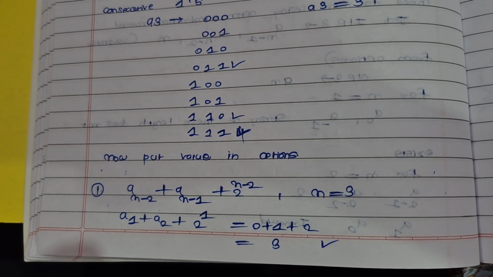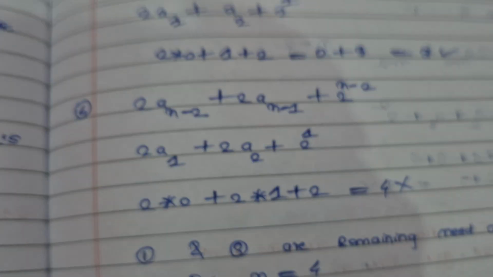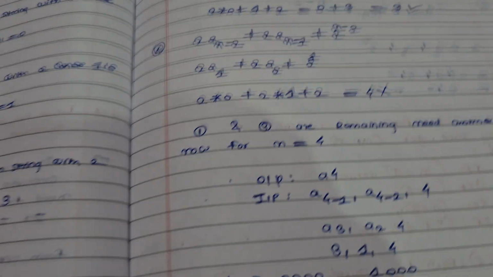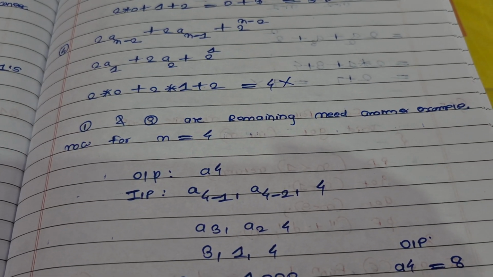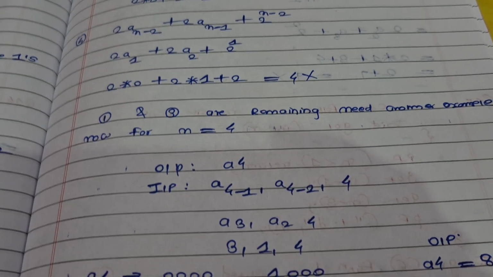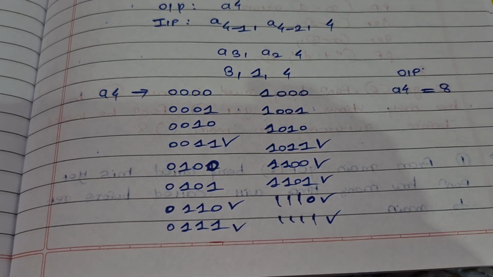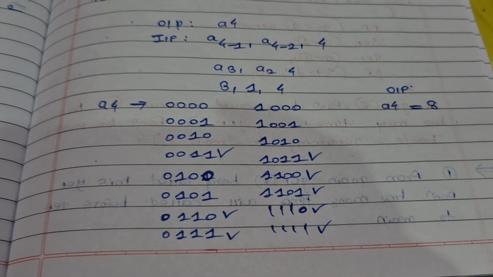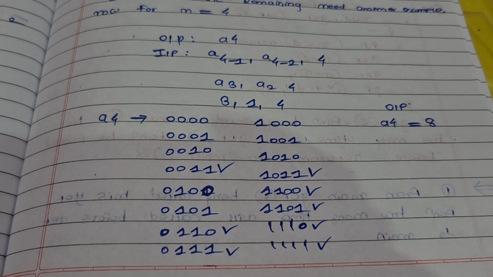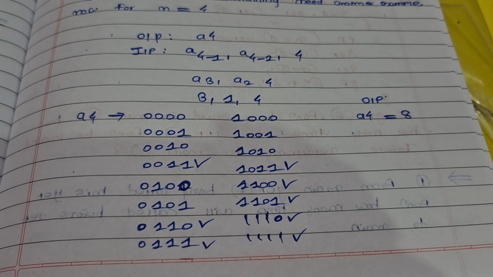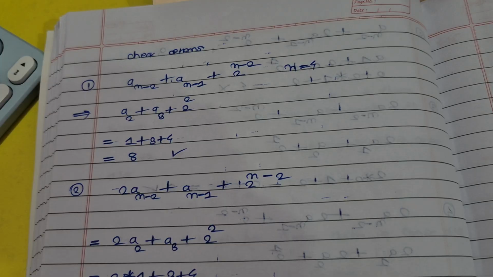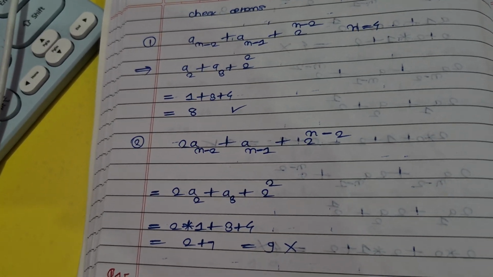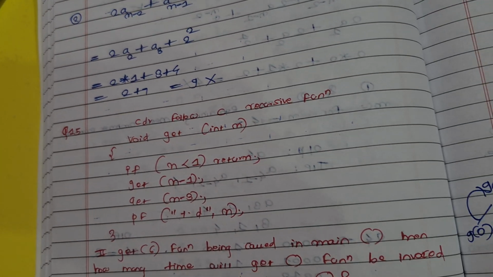So now put the values in the options. Here a few are getting eliminated, a few are not, and for those that are not eliminated, we have to increase to n equal to 4, and then this combination would come, and just check for consecutive ones. We'll get the value of a of 4 as 8, and then we need to put it in the options. You can see here, check the options. After creating a valid example you need to check in the options, and that's all.